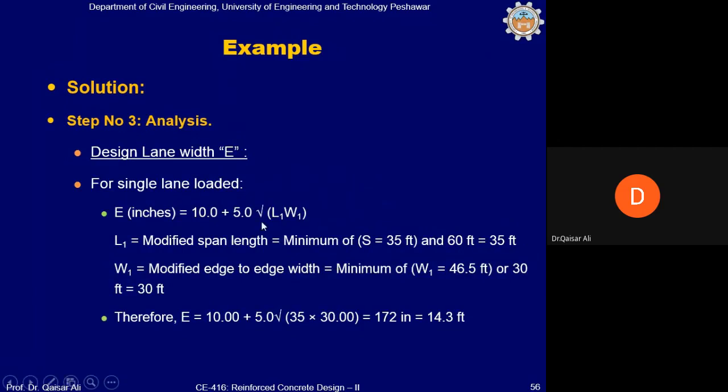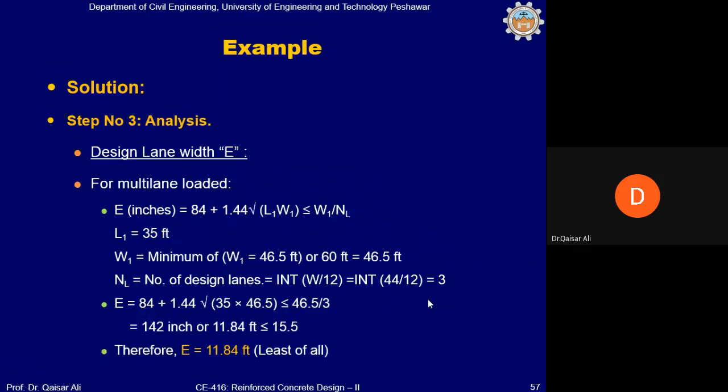For this, we will calculate the single lane loaded E and multi-lane loaded E. The single lane loaded E is 10 plus 5 times square root of L1 W1. L1 is the modified span, minimum of S and 60, so minimum is 35. And modified edge to edge width W1 is minimum of W, which is 46.5, or 30. So we'll use 30. When we substitute the values of L1 and W1 in this equation, 35 and 30, we get an E value of 172 inch or 14.3 feet. For multi-lane loaded, repeating the same exercise, we get E equal to 142 inch, which is 11.84 feet.